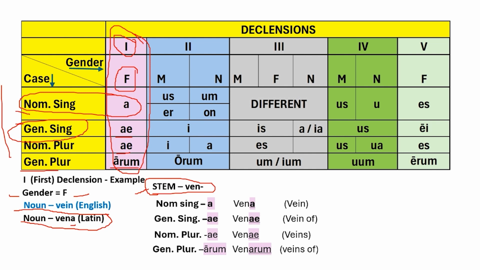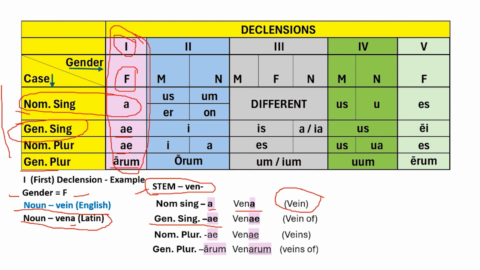Okay, great. Now nominative singular, as I said here, when it's ending in a, that is nominative singular. When you add a to the stem, it becomes vena, that means vein, one single vein.